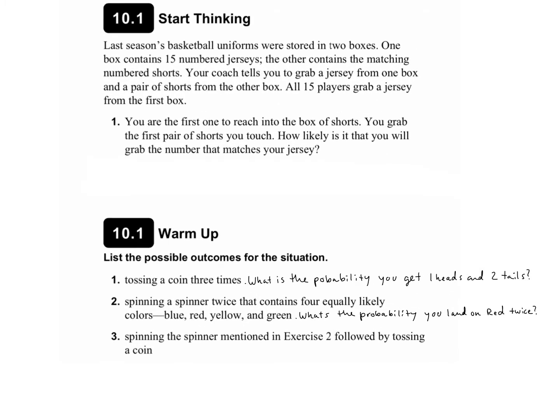Last season's basketball uniforms were stored in 2 boxes. One box contains 15 numbered jerseys, the other contains the matching numbered shorts. Your coach tells you to grab a jersey from one box and a pair of shorts from the other box. All 15 players grab a jersey from the first box. You are the first one to reach into the box of shorts. You grab the first pair of shorts you touch. How likely is it that you will grab the number that matches your jersey? So we have 15 shorts total. So it would be 1 out of 15 because there's only one that matches the number jersey.